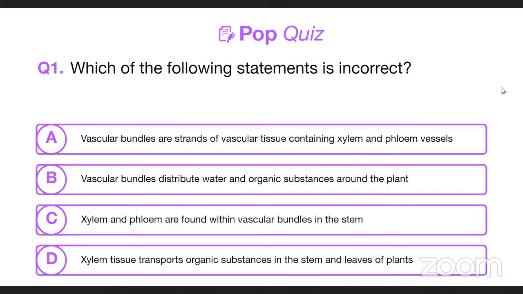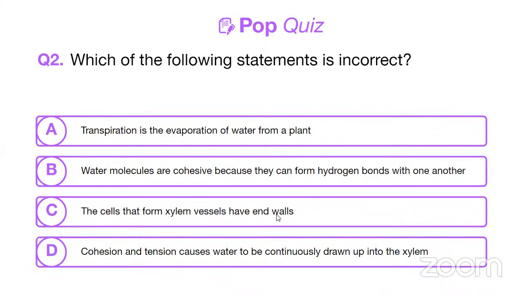Yeah, well done. People spotted that this is incorrect. Which of the following statements is incorrect? So the answer that's incorrect is D. Well done. Okay, next one. Which of the following statements is incorrect? Again, be careful about that.